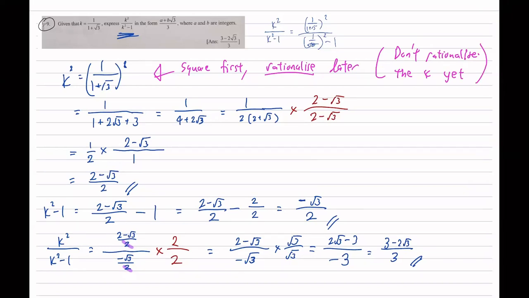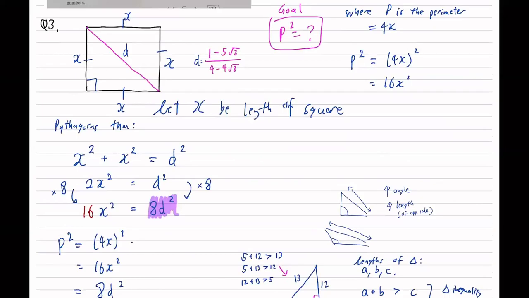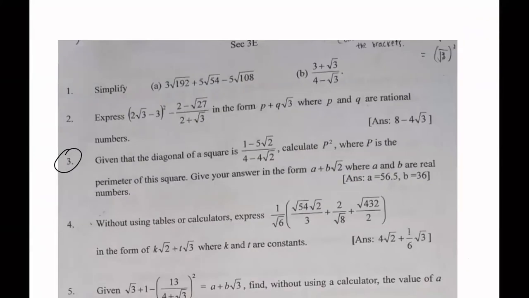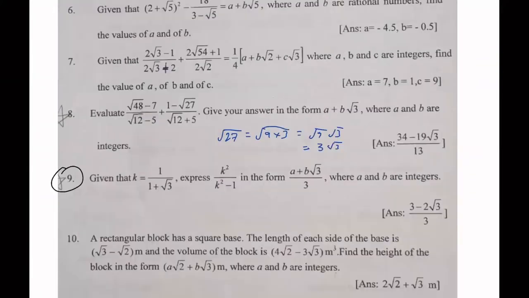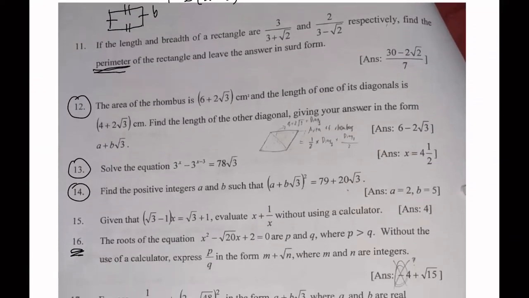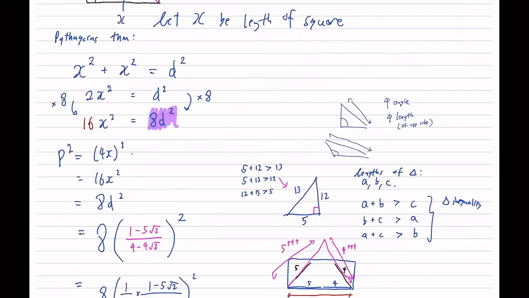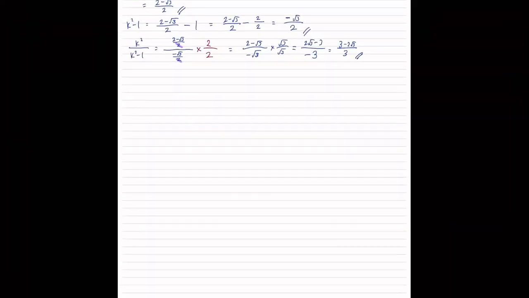Okay, question 9 done. Next, what's the next one I planned? Question 12. This one must go through. This one is on properties of a quadrilateral. You have to know quadrilateral properties, if not, you cannot solve this. So how do you find the area of a rhombus? What is a rhombus in the first place?